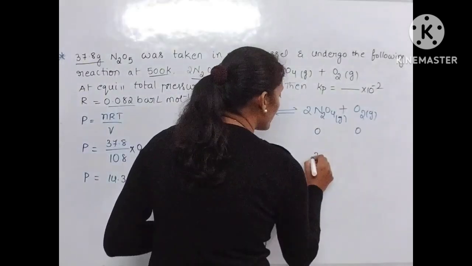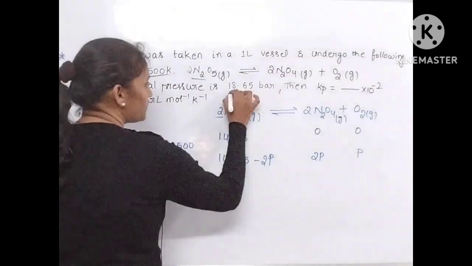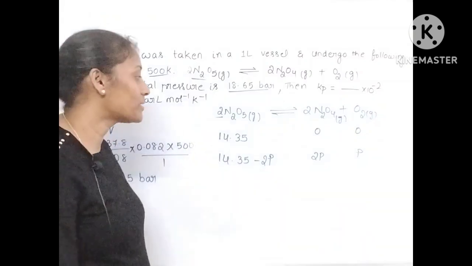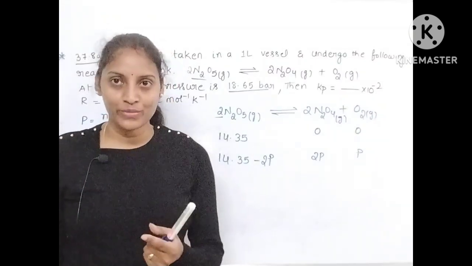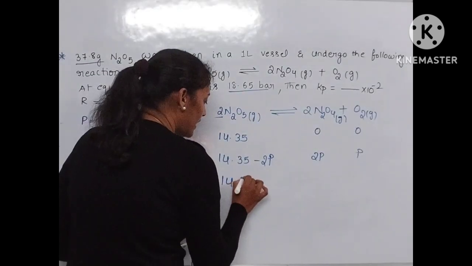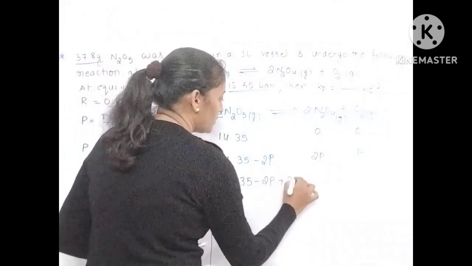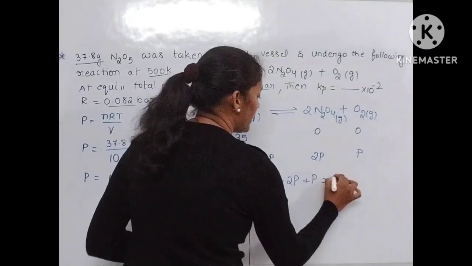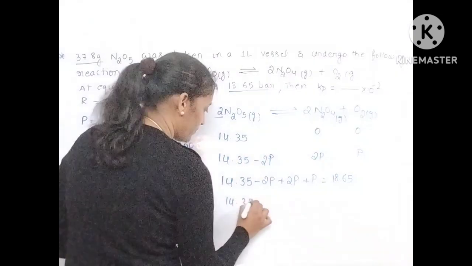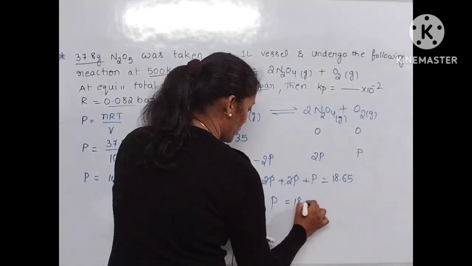Then here it would become 2P, and this is the 1P. One more piece of information is there in the given data, that is 18.65. That means total pressure at equilibrium is 18.65. So here you can add all these values: 14.35 minus 2p plus 2p plus p equals 18.65.